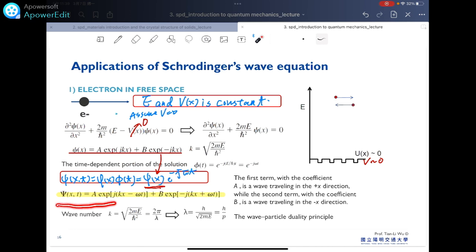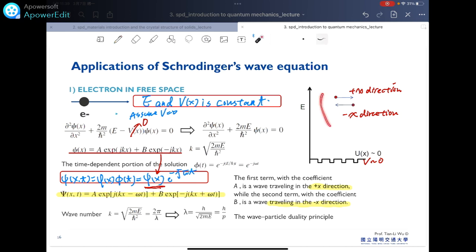And for sure, it's important to understand the physics rather than just this equation. So the physics here is the first term, with a coefficient of A, is a wave traveling in the x direction. And the second term is a wave traveling in the negative x direction. Although the calculation is complicated, and the equation looks quite difficult, and we made several not straightforward assumptions, I think the conclusion here is very easily understood.